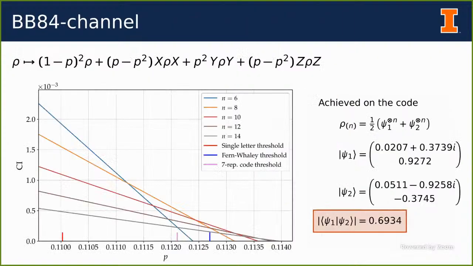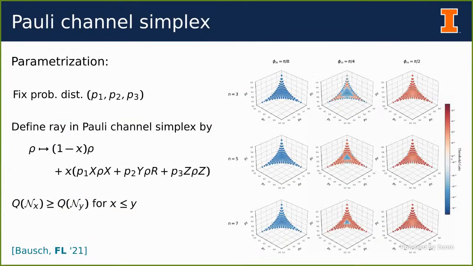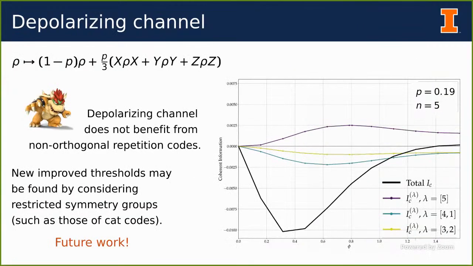We checked other channels, for example, the one that you see in QKD. We did an analysis over the simplex of Pauli channels and asked which channels do benefit from this overlap, from the non-orthogonal repetition codes. And we produced some nice plots in the process. Unfortunately, the dephasing channel is the end boss for all of these things, because even though it's the simplest of these channels and has the most symmetry, it's actually the hardest to improve.